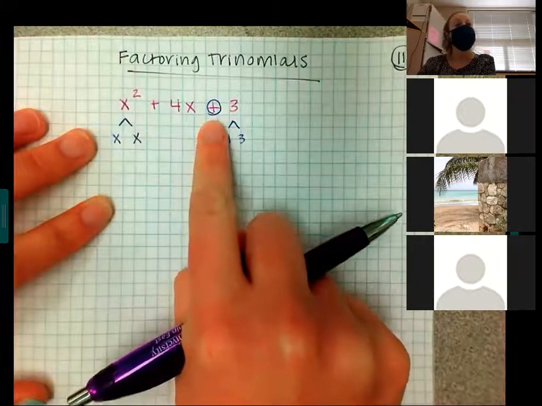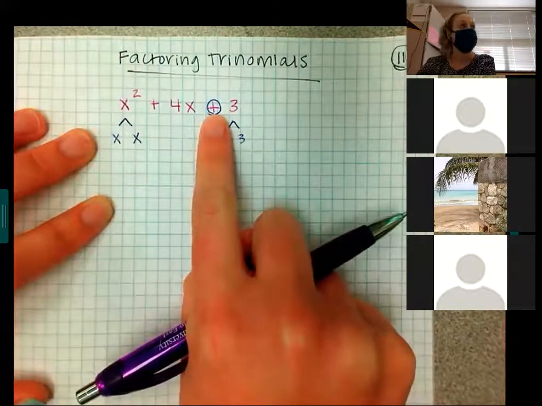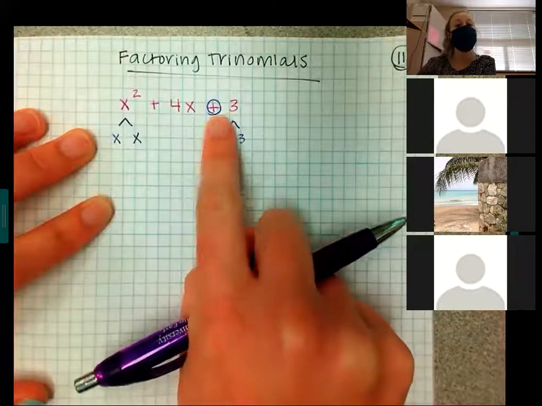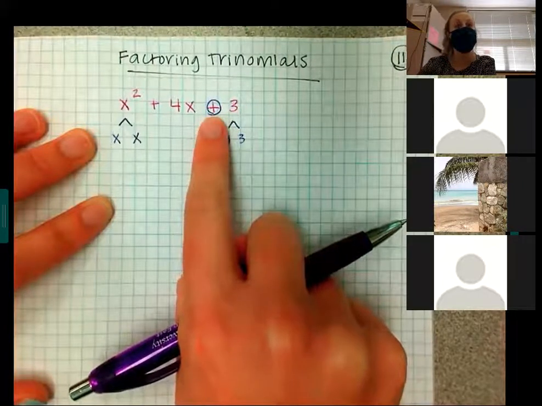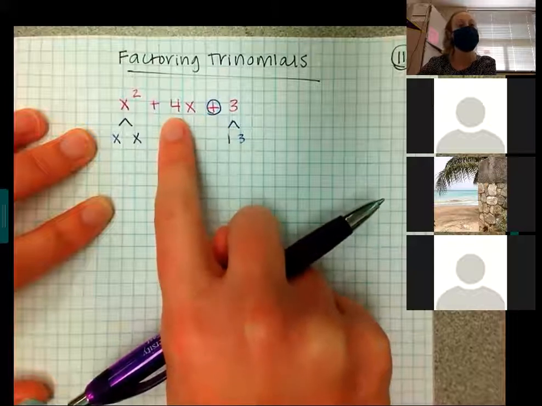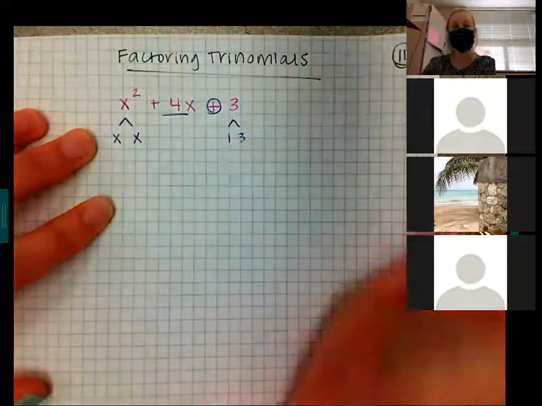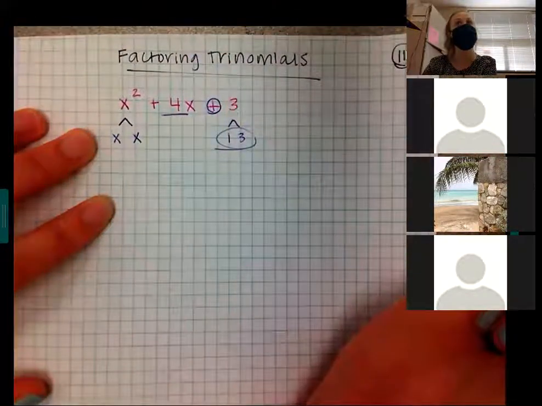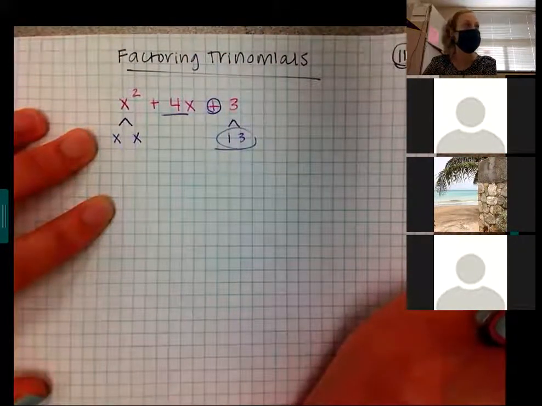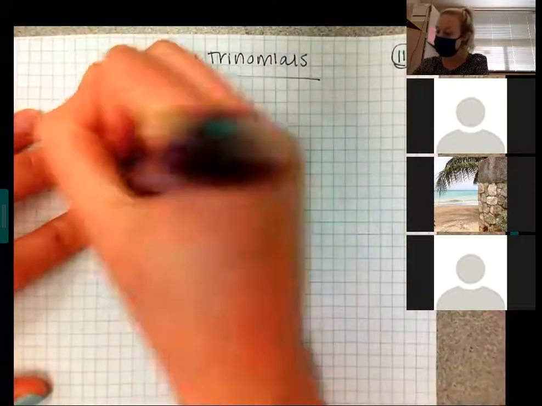Do y'all see how this 3 was positive? So that means we want the two factors that will add to give us what's in the middle. What number is in the middle? 4. So y'all look at this. If you add 1 and 3, does it make 4 in the middle? So watch, this is how you set it up.